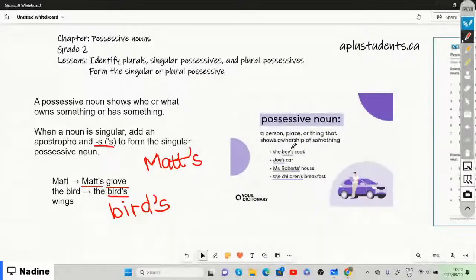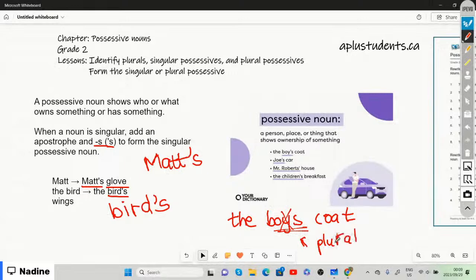Remember, if you're just going to say the boys coat, without the apostrophe, then that is going to be wrong, because this shows plural. This shows more than one boy, right? You need to say the boy's coat. So boy, apostrophe, and S. Then it gives us the indication that it is a singular possessive noun.